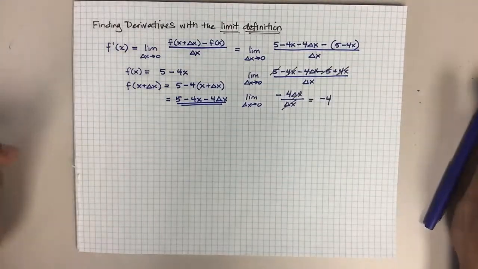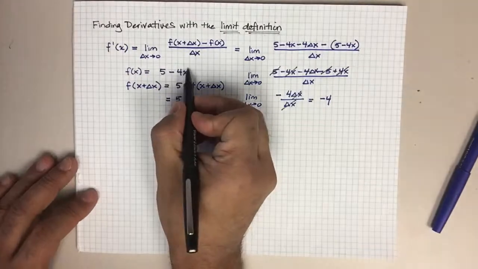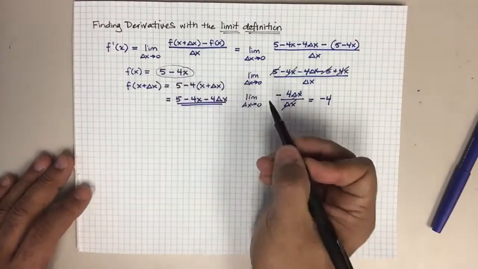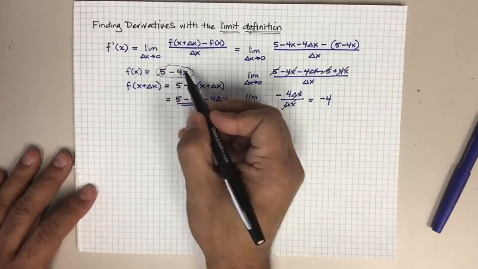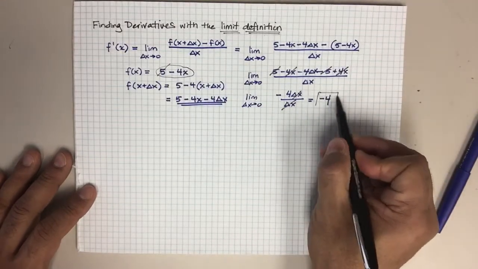Now, we knew that, right? With all the shortcuts and the power rule that we learned before, we could definitely look at this function and just easily do that power rule and say, yeah, the derivative of 5 is 0. The derivative of negative 4x is just negative 4. So, of course, our answer is negative 4.